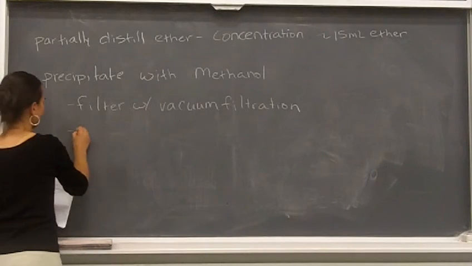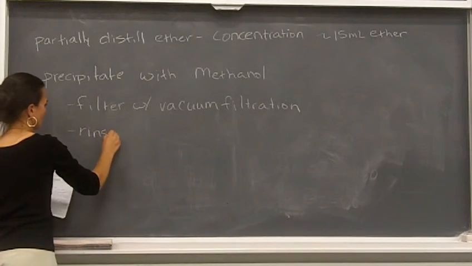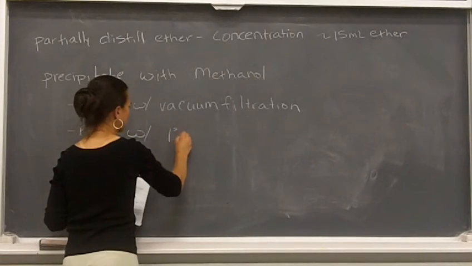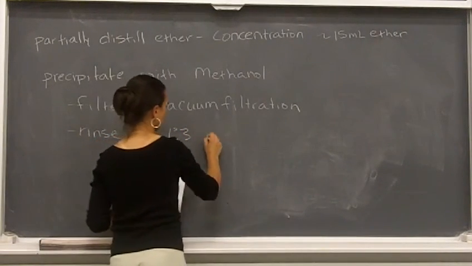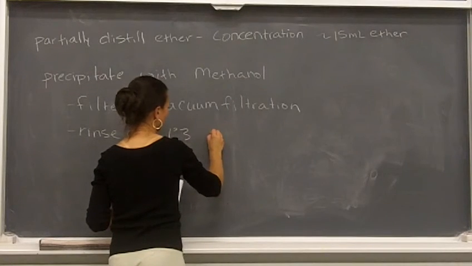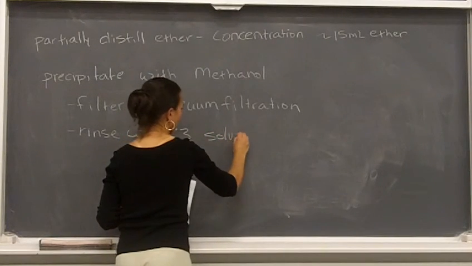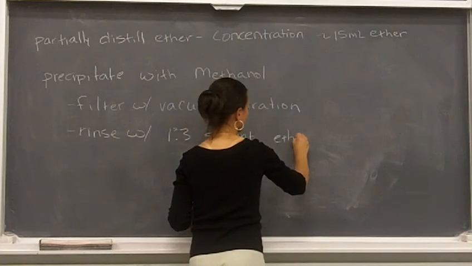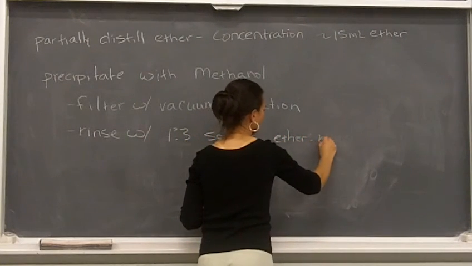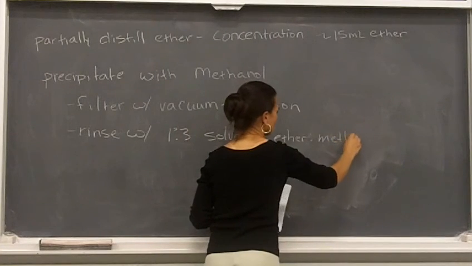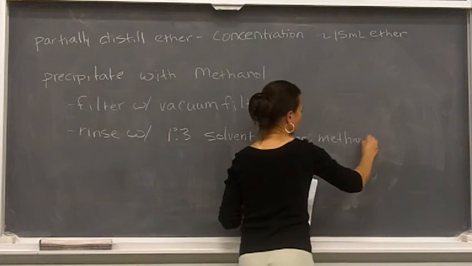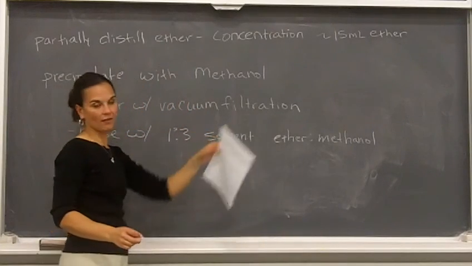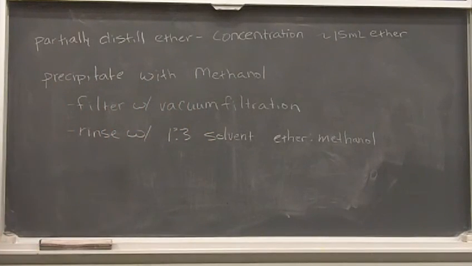And you're going to rinse the solid with a 1:3 ratio of ether to methanol, okay? And make sure you cool this down in an ice bath as well, all right? So you want 1:3 ether to methanol rinse for rinsing that solid.